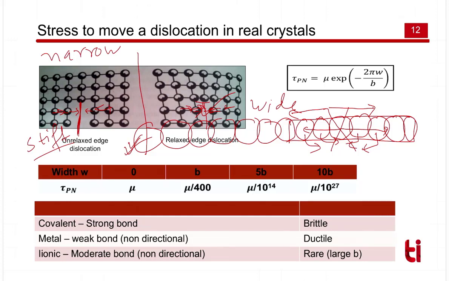If this width of dislocation is equal to 1 Burgers vector, then it is mu by 400 and so on. So you can say covalently strong bonded materials are brittle because they do not allow dislocations to move. Slip generally takes place due to dislocations, and dislocations are not moving in the strongly bonded material. Therefore, no plastic deformation. And if you remember, if you have a brittle material, the fracture occurs at the elastic limit. So this is how we calculate the shear stress required to initiate plastic deformation.